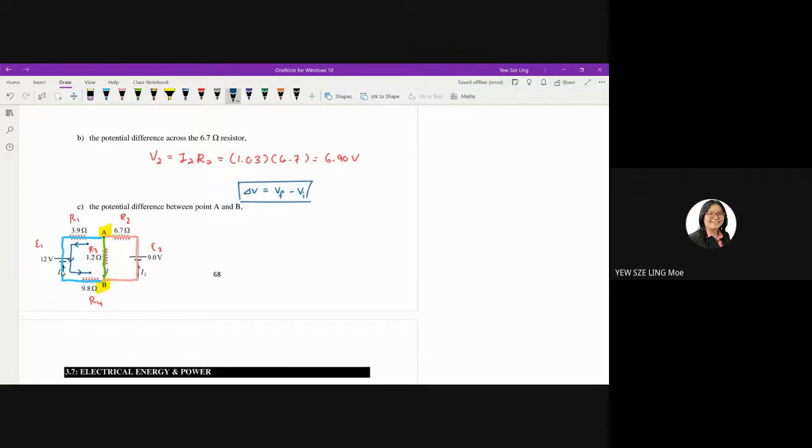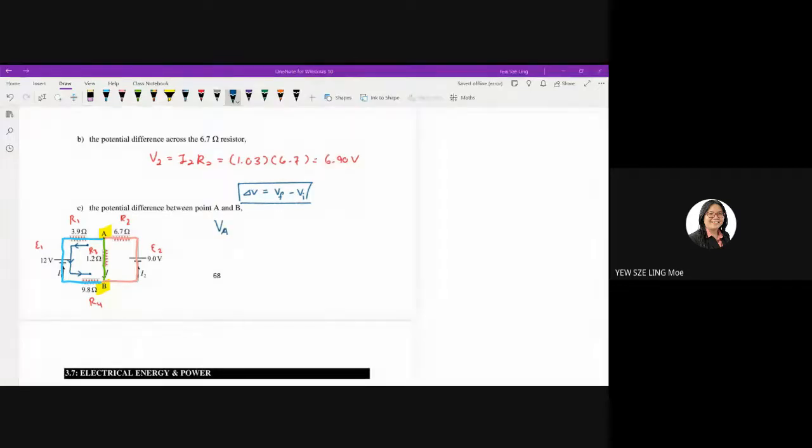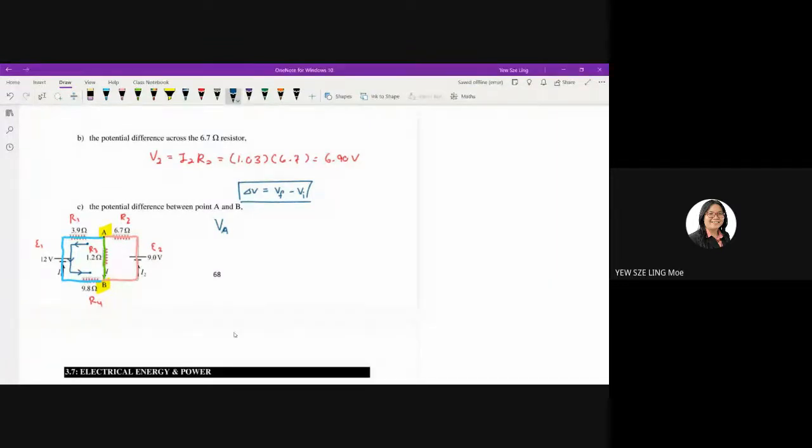Alright. So now that I have this one, how am I going to do it? I'm going to start from VA. I start my journey from VA. So VA is my starting point. And then what happens right here? I travel from A and then pass through R1. As it passes through R1, the direction of current through R1 is going to the right-hand side. This is your I1. But it is against the path that I've chosen. My path is going to the left, but I1 is going to the right.